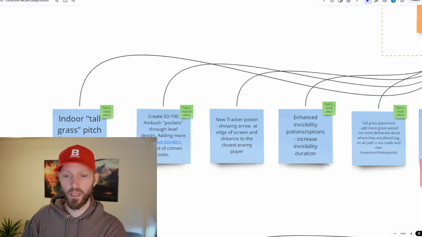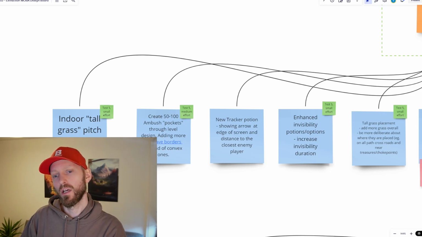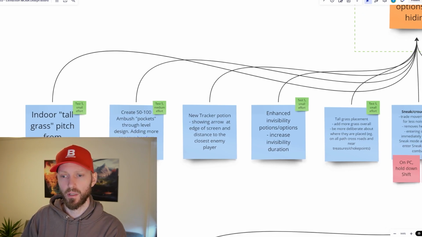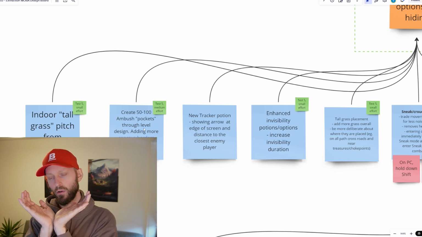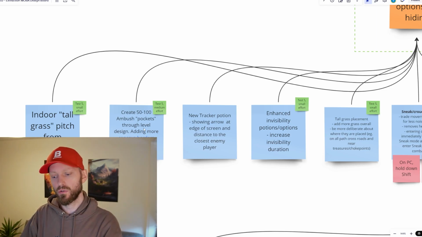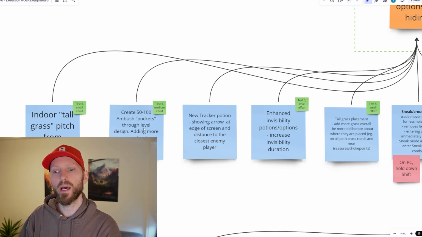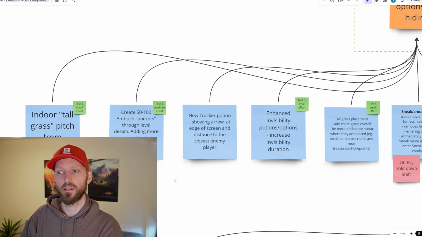So an example would be, we have a lot of indoor areas where there's no tall grass, no see-through options. So we could add that, for instance. That is one example. We have also talked about that our level design is maybe a little bit too open, and there's not a lot of edgy corners to hide in, and we could add more of that so that you could hide in the fog of war.